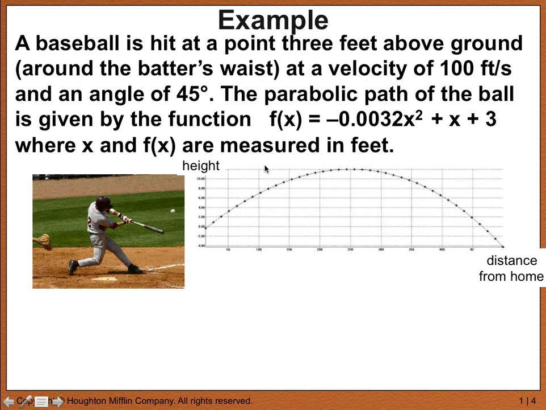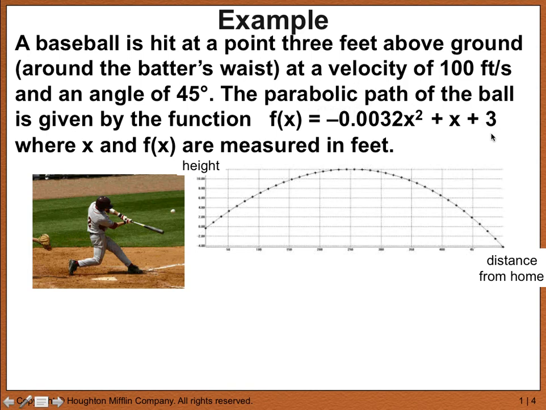You don't need to worry about the velocity and the angle right now. You'll actually see that in physics. You're going to use the sine and cosine to get the horizontal and vertical components of the velocity. But for now, since we're just trying to learn functions, you can trust this model. And the model is negative 0.0032 x squared plus x plus 3. Those numbers change, of course, depending on the angle and the velocity. But for this particular angle and velocity, this parabolic path is described as such.